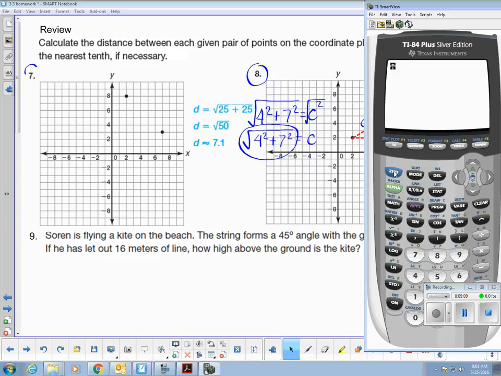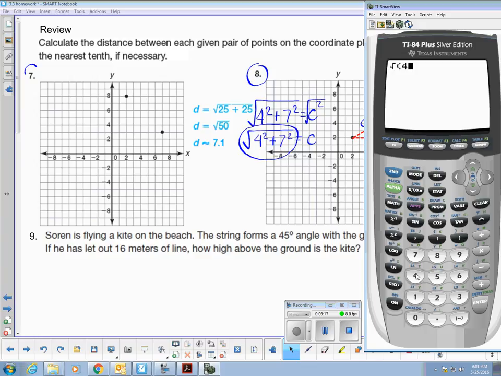So I'm going to begin with second square root. So I have a big square root now, and I'm going to enter in 4 squared plus 7 squared, and the distance C is 8.1 rounded to the nearest tenth.